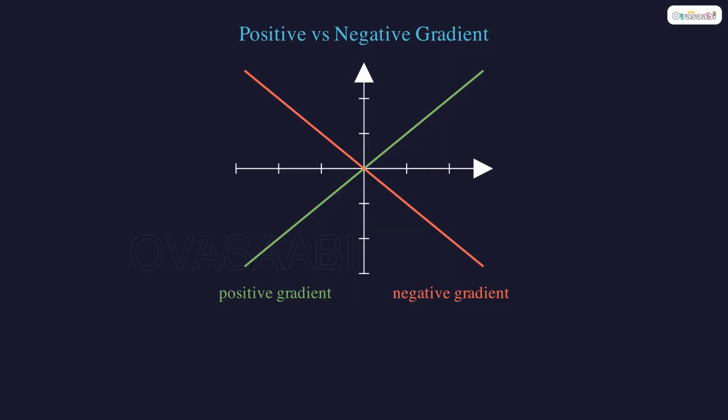Positive gradient slopes upward like climbing a hill. Negative gradient slopes downward like going down. The sign tells you the direction.